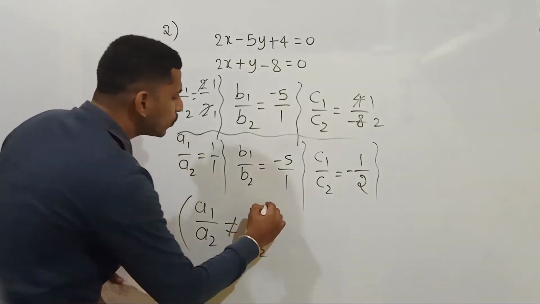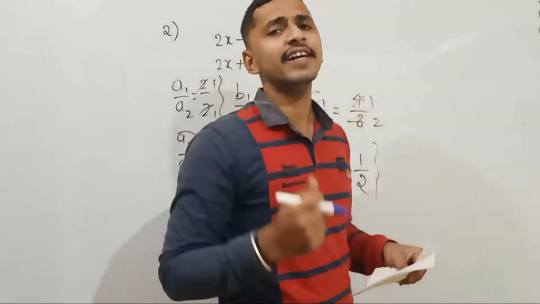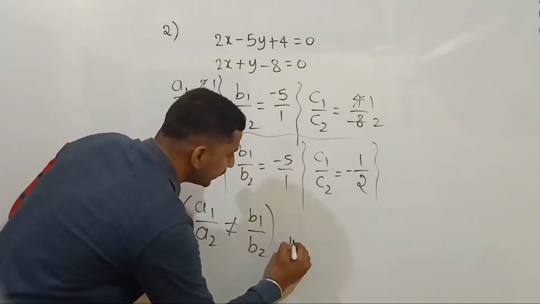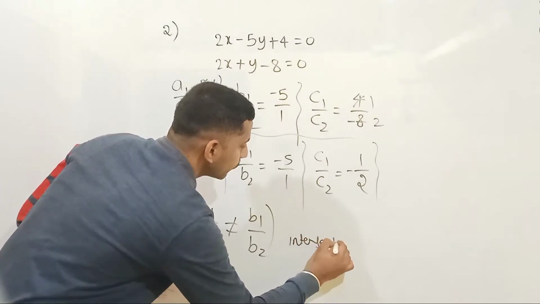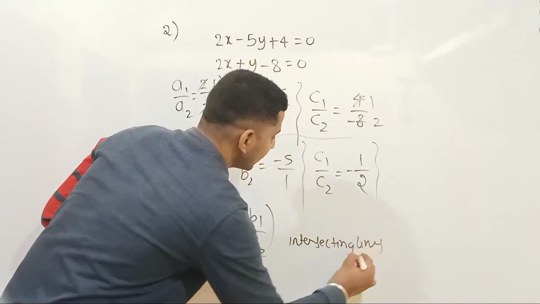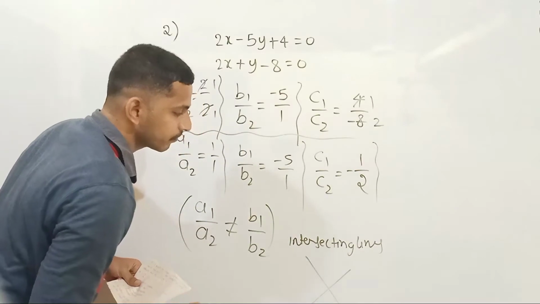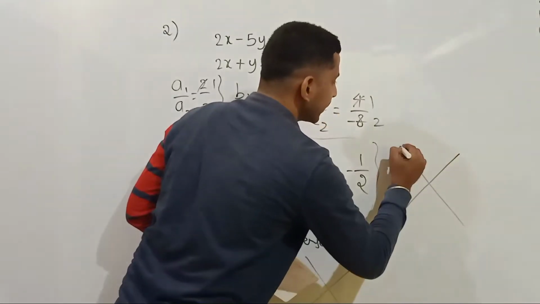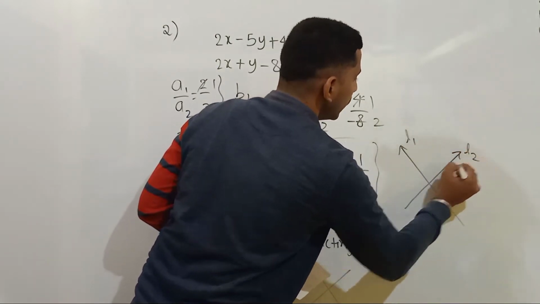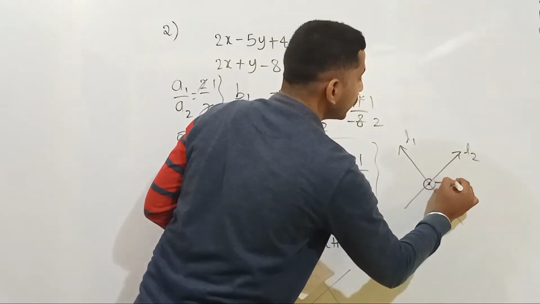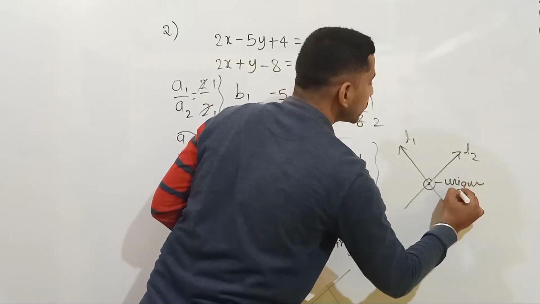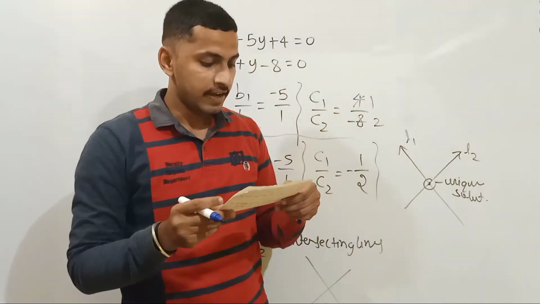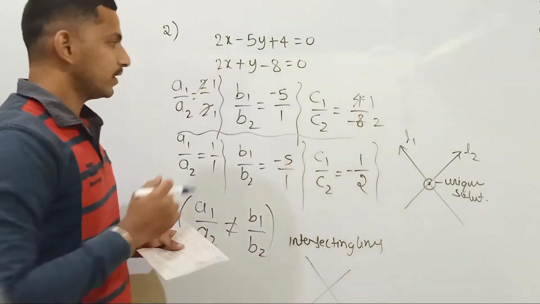If a1 by a2 is not equal to b1 by b2, then what is the condition? It means the two lines intersect. Intersecting lines means this. This is the meaning of intersecting lines. Line L1, line L2. There will be only one solution. One solution means unique solution. The option here, option C, is right. A unique solution. Please go through once.